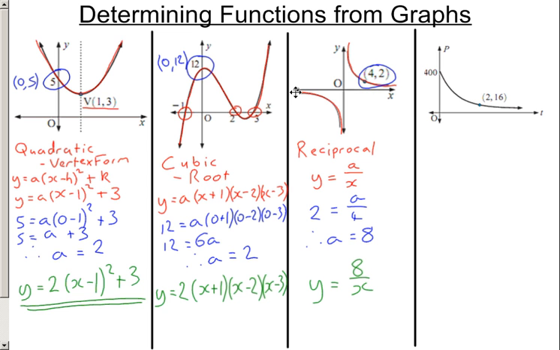The final example here, once again, we have to look at the type of graph we're dealing with first. And you should recognize this one as being an exponential graph. And remember that exponentials always have the form y equals a times b to the x. Although here we're dealing with p and t instead of y and x, so let's be proper. It's p equals a times b to the t.